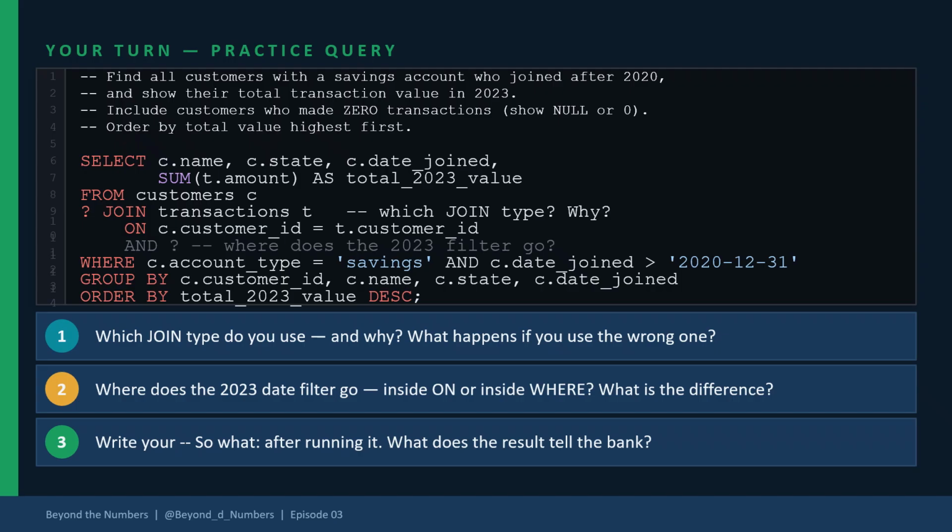Now, 3 questions for you to answer before you look at the GitHub solution. 1. Which join type do you use and why? What happens to your result if you choose the wrong one? 2. Where does the 2023 date filter go? Inside ON or inside WHERE? What is the difference in terms of what the query returns? Then the third question is, after you return it, write your so what. What does this result tell the bank or your organization about its savings customer base?